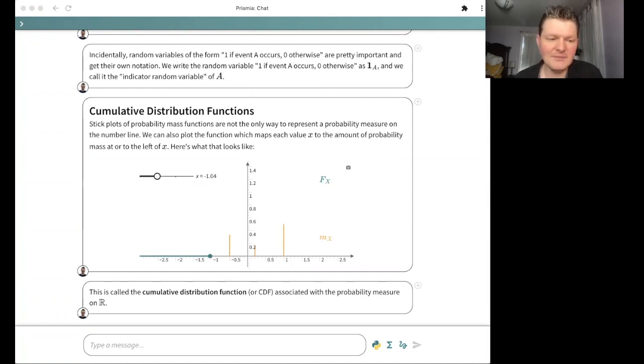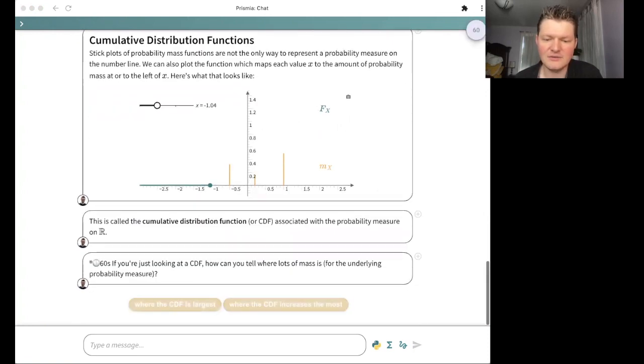And there's some things that can be a little counterintuitive about the cumulative distribution function. So I want to ask some questions to try to focus in on that. So if you're looking at the CDF of a random variable or of a distribution, how can you tell where lots of probability mass is for the underlying probability measure for this orange graph right here?